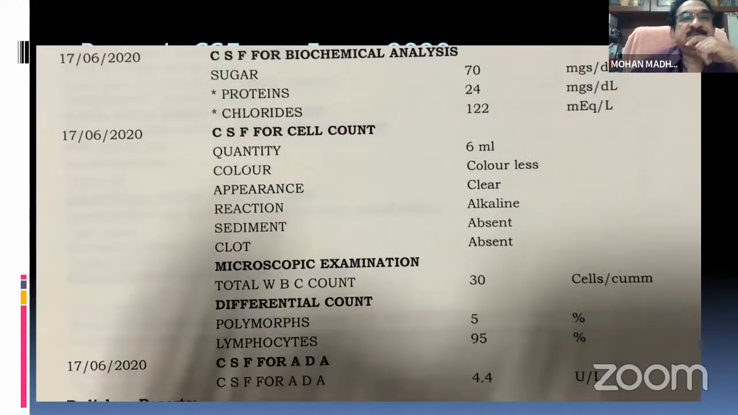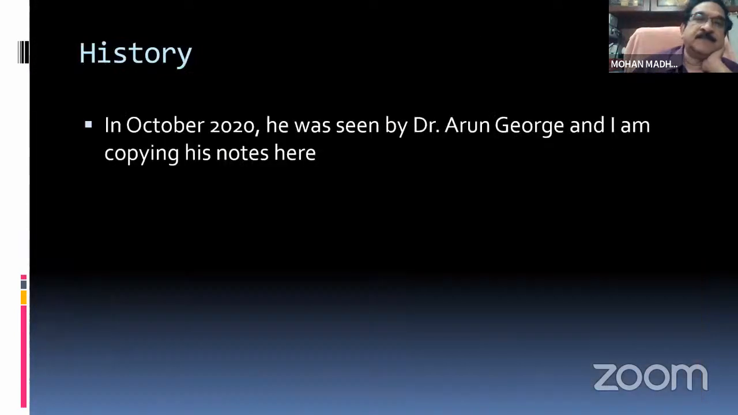Then the CSF was repeated, which shows that the WBC count has come down to 30, again predominantly lymphocytes. Protein also became normal. Initially it was elevated, then became normal. WBC has come down. That means even though the MRI picture is worse, the inflammatory markers of the CSF have come down. So in October 2020, he was seen by Dr. Arun George, and I'm copying his notes here in the subsequent slides.